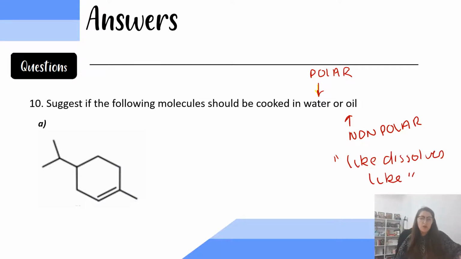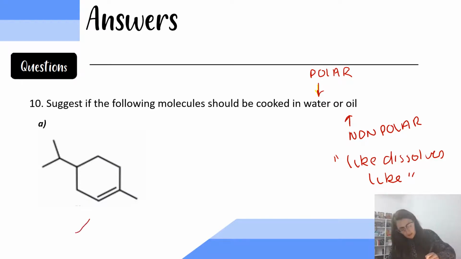And we don't want to cook our flavour molecules in a solvent of the same polarity as what they are. So something polar, you don't want to cook that in a polar solvent such as water. Something which is non-polar, you don't want to cook that in a solvent such as oil, because your flavour molecule will leave your food and dissolve in that substance, and it will leave your food flavourless.